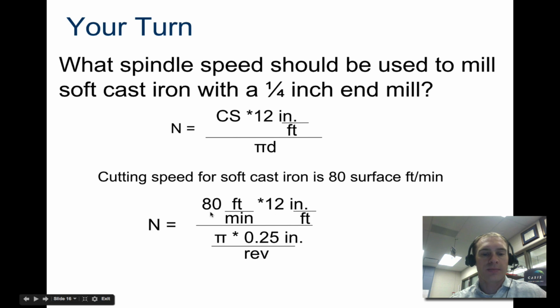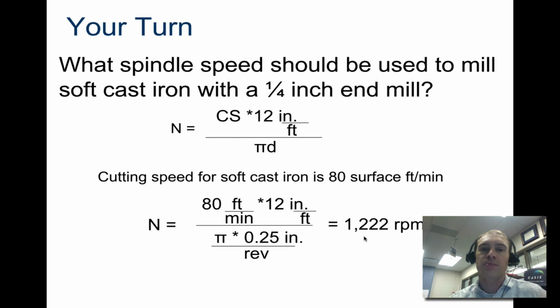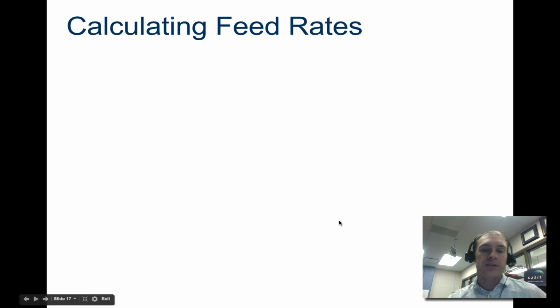Did you get 80 feet times 12, and then the answer of that divided by pi times 0.25, from a 1/4 inch? That would have given you 1222 RPM. So please, please pause this and just take the extra 30 seconds or 60 seconds to make sure that you know how to do this and you're getting the correct answer. If you're not, call me over and I can help you out with this.